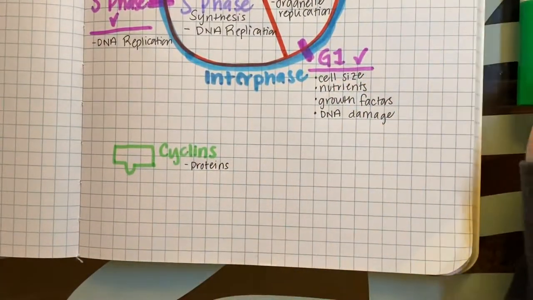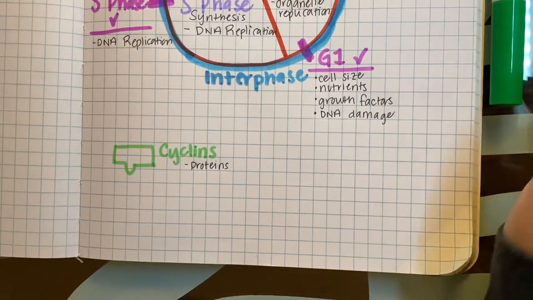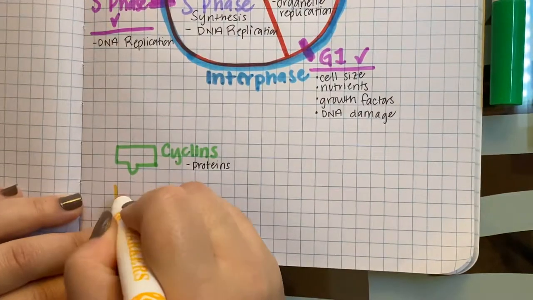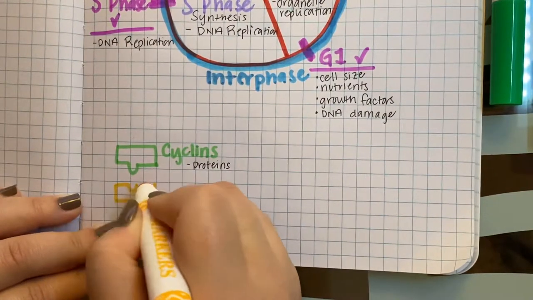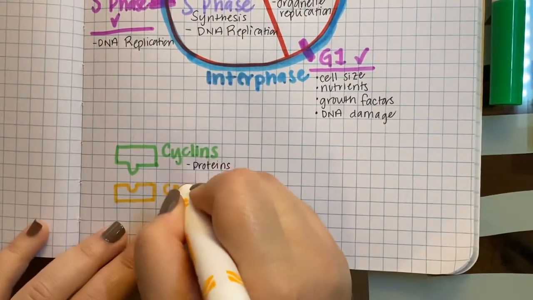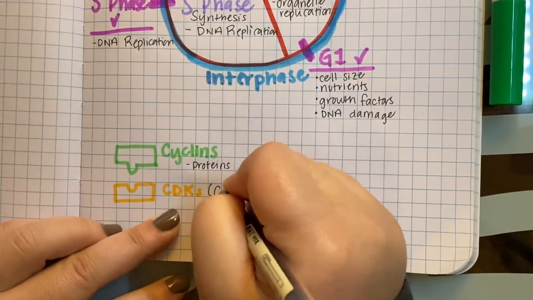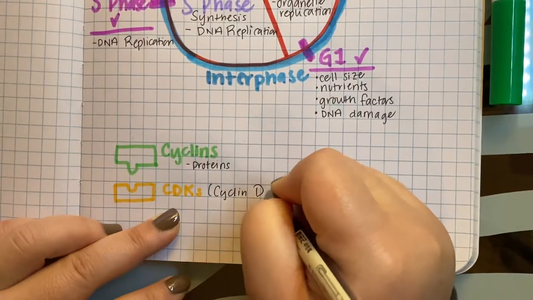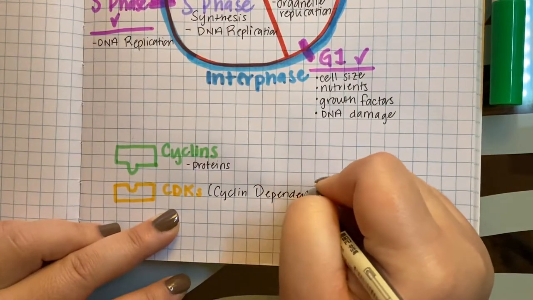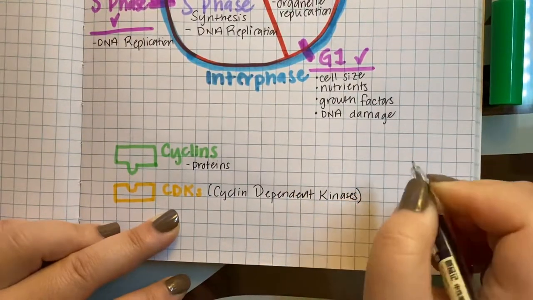The next protein we're going to talk about, let's do what color? K-color, I choose you. Make it match, so it's going to have a little inward nubbin. And these are known as CDKs. CDK stands for cyclin dependent kinases.